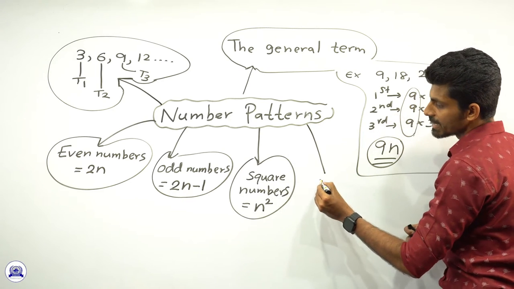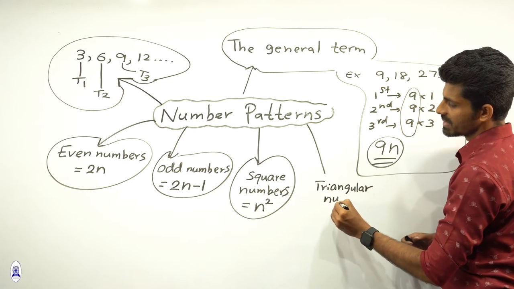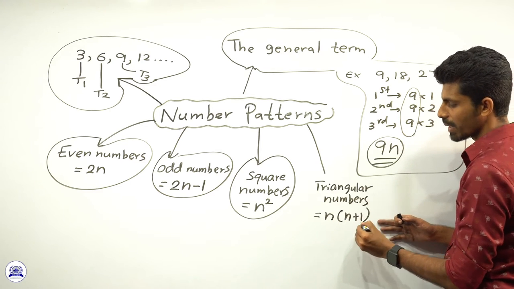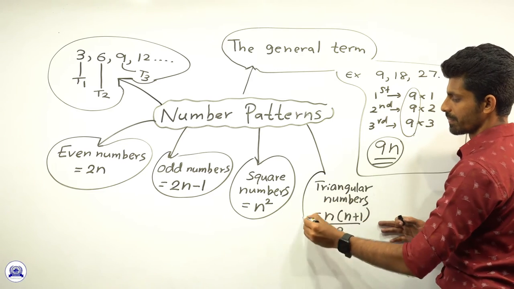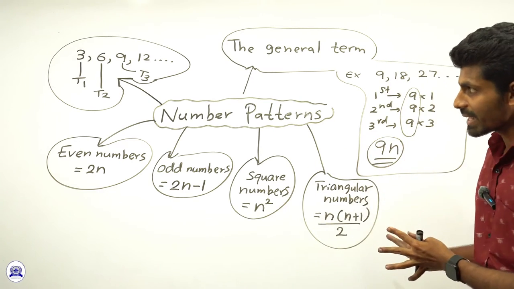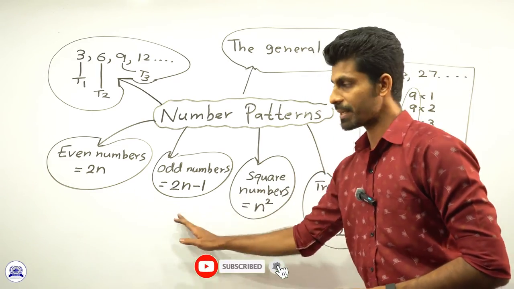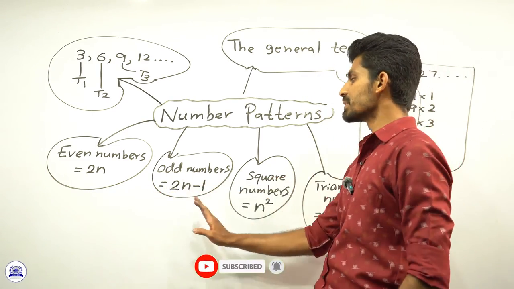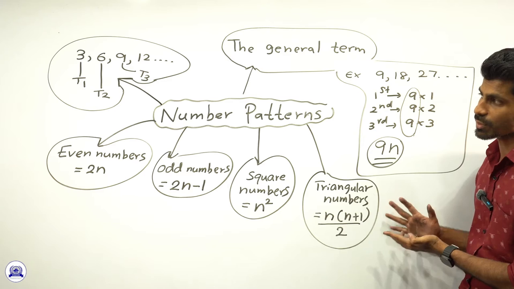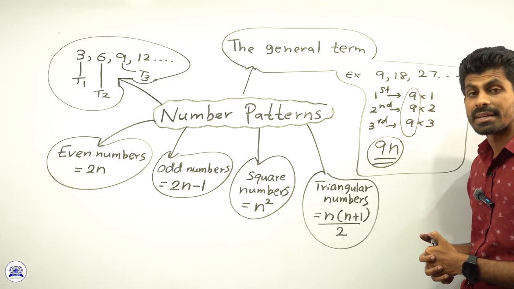And we just learned that the general term of the triangular numbers equals n times n plus 1 divided by 2. So this is the summary of the first lesson. I think that is very clear, so it is better to remember those things: even numbers, odd numbers, square numbers, and triangular numbers. This is the summary of the first lesson, number patterns. Then we can move to three questions and complete the lesson.